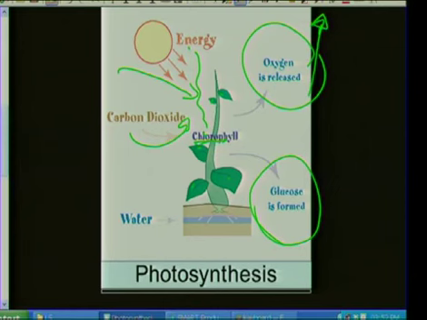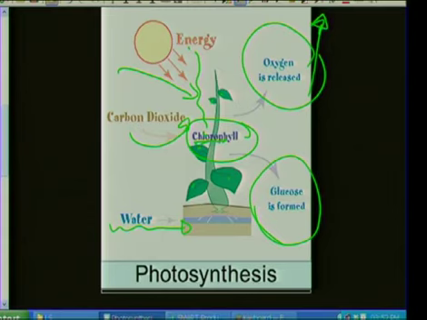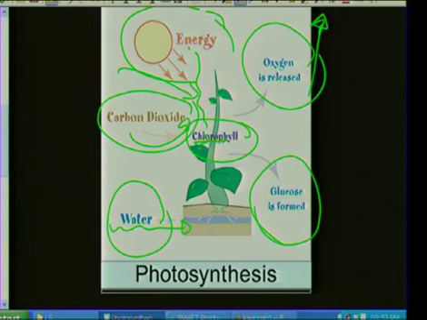Also, another requirement would be water. So if I had to ask you, what are the requirements of photosynthesis? You would have to tell me, 1, chlorophyll. The plant has to be green. 2, radiant energy or sunlight. 3, carbon dioxide. And 4, water. These are the 4 requirements of photosynthesis.